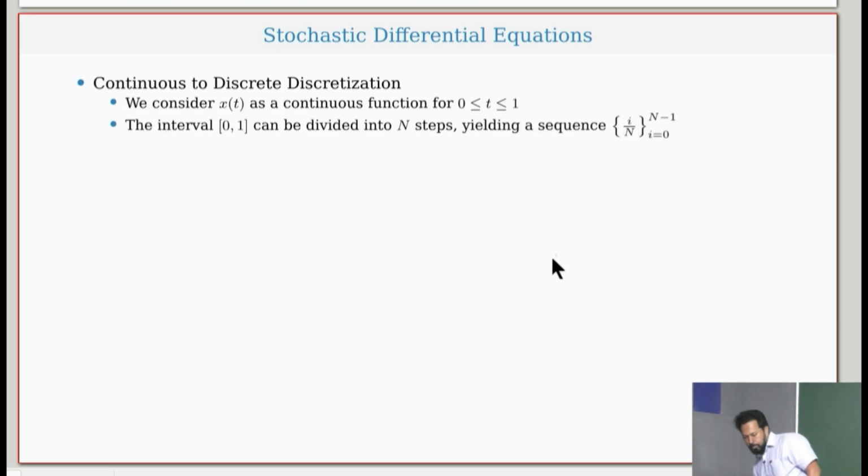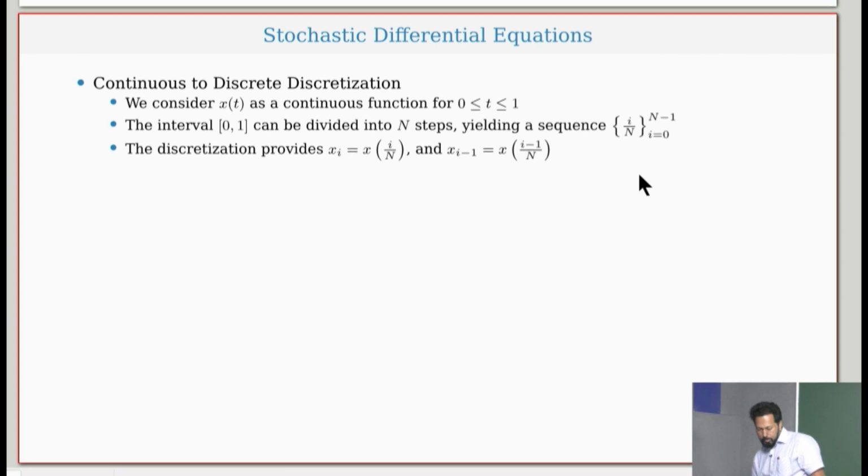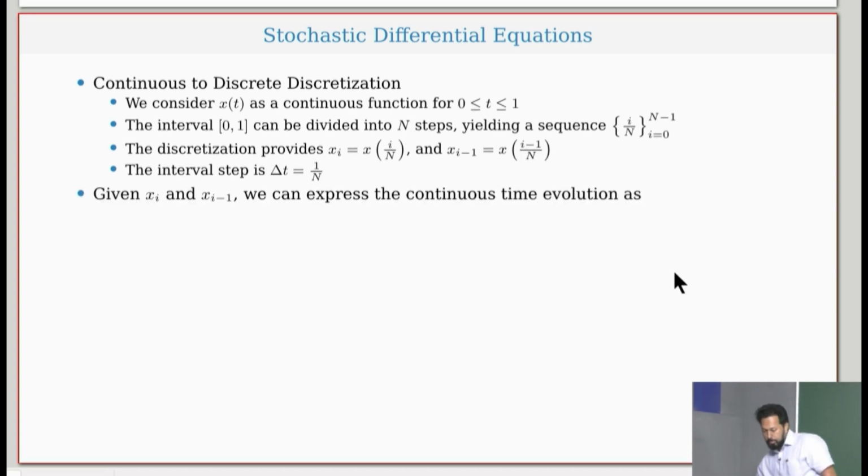Now we can have similar discretizations. Xt is continuous, and the interval 0 to 1 could be divided into n steps, let's say i over n. This can be readjusted, but for simplicity we take this. The notation is that the discrete xi will be x computed at i over n. That's how we see the discrete version, and xi minus 1 will be x computed at i minus 1 by n, and the time step is 1 over n.